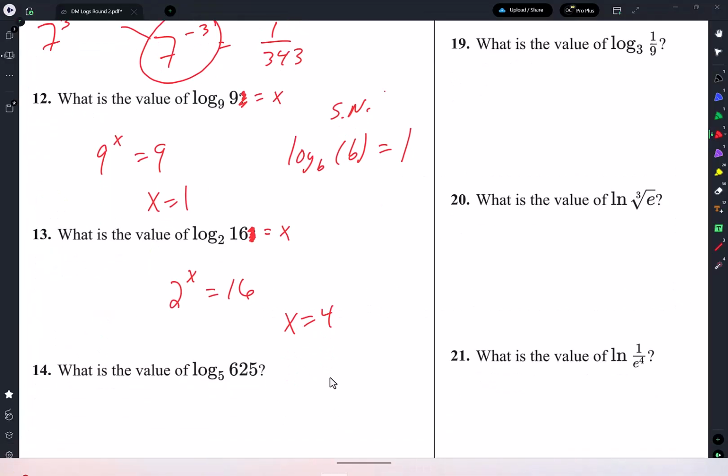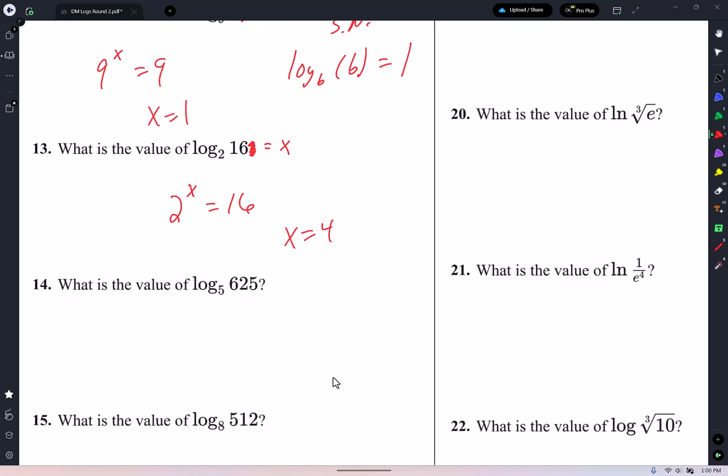What's up? Give me an example. Oh, like, instead of 2 to the power x equals 16, say 2 to the power x is 18.